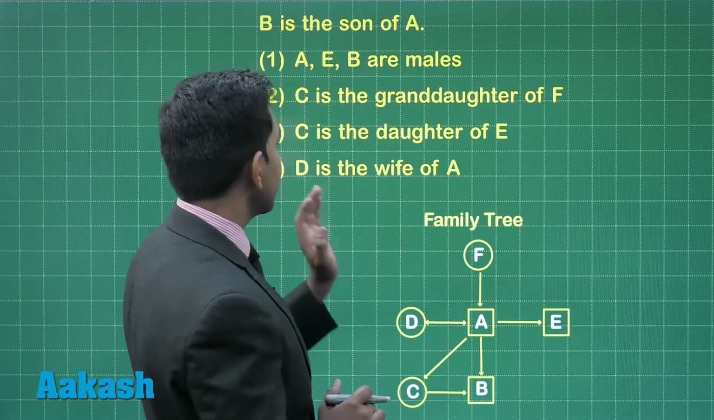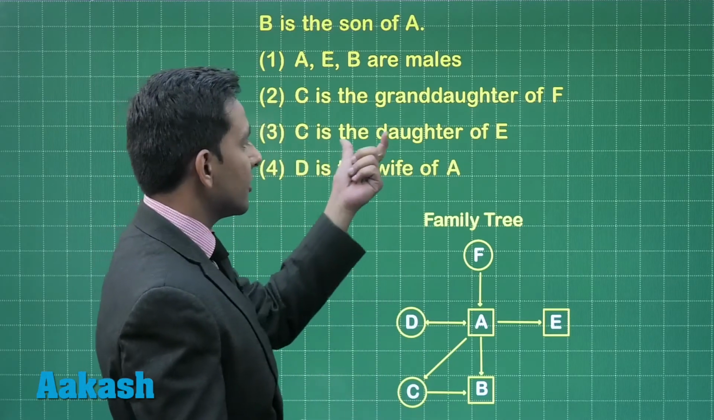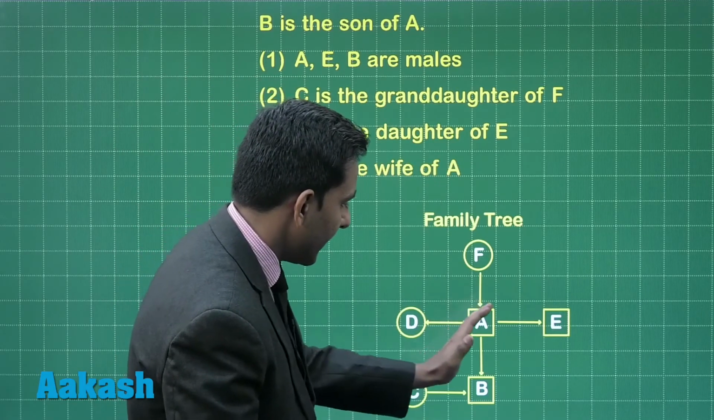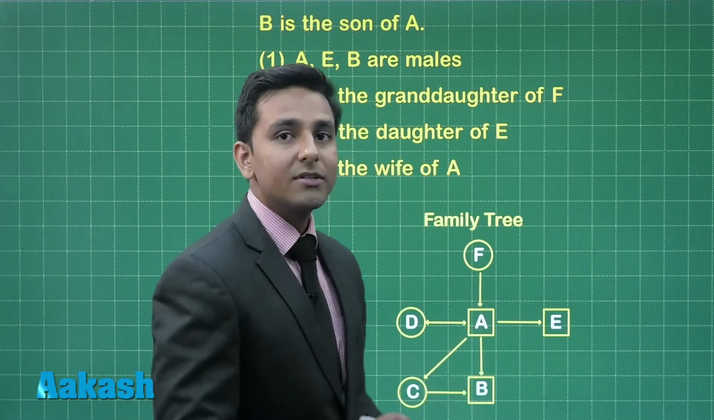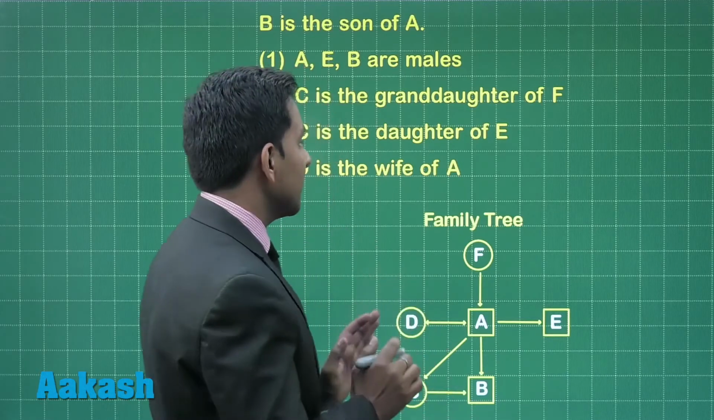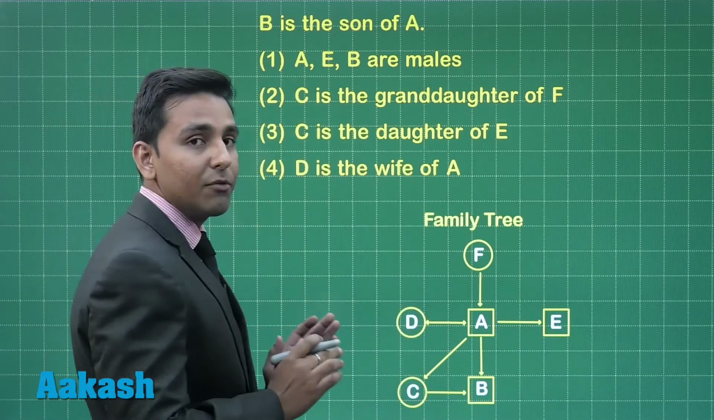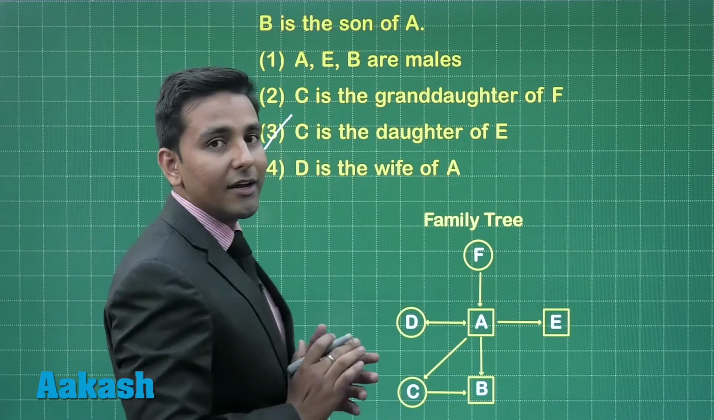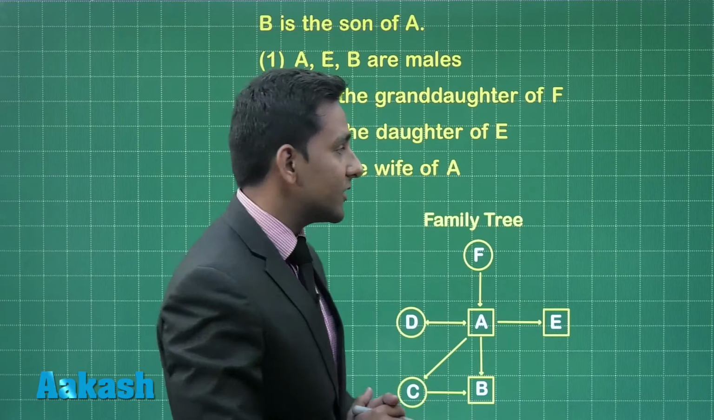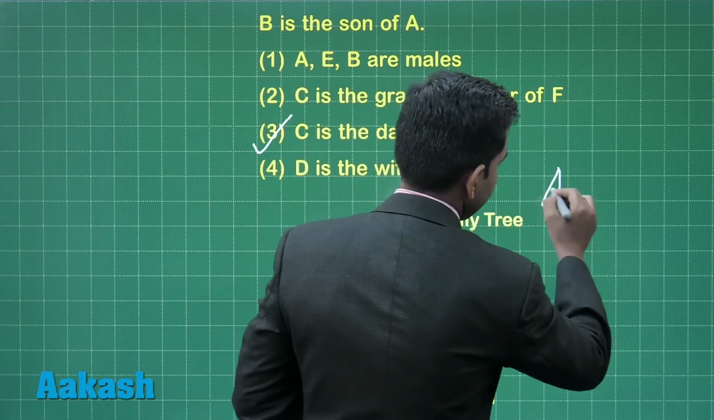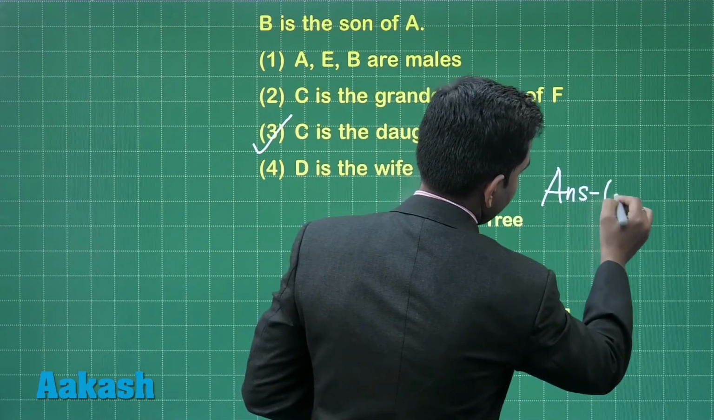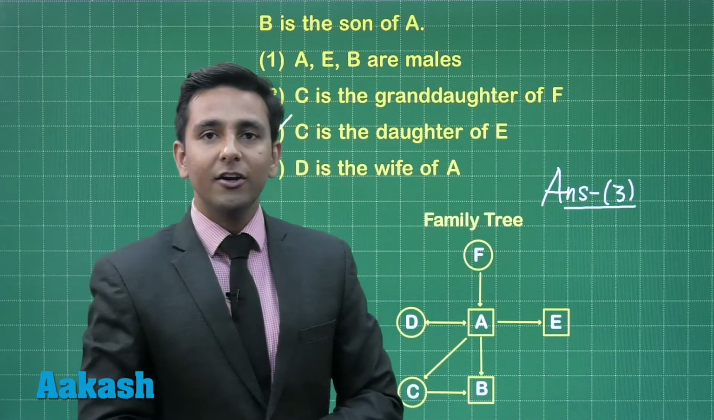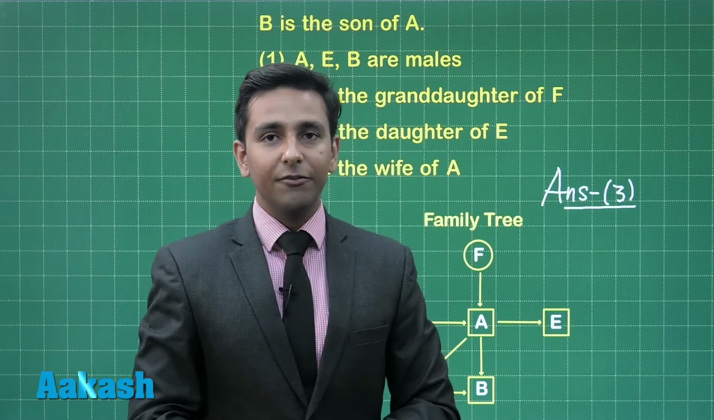Now move to the third statement. Here we have C is the daughter of E. But we can see that C is the daughter of A and D, not E. That means this statement is wrong. That means this option is correct because we have to find the wrong statement. So the third option is the correct answer for this question. Now the answer for this question is option number 3. I hope it is clear to everyone. Now let's move forward to question number 94.